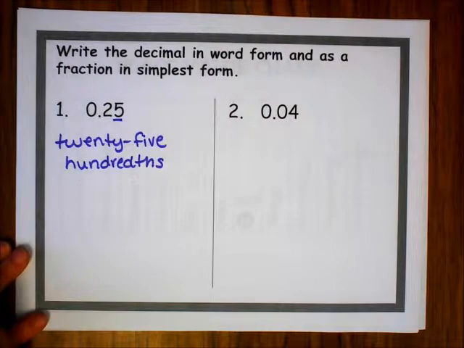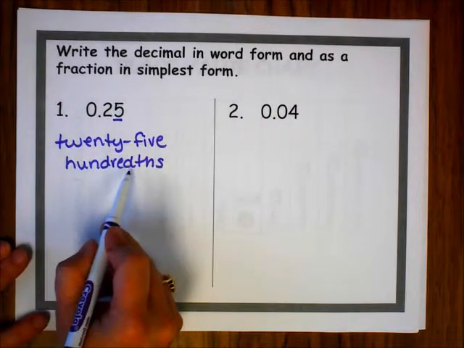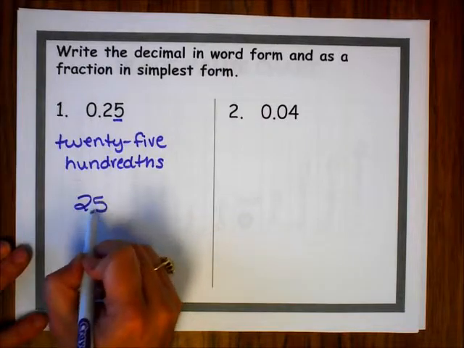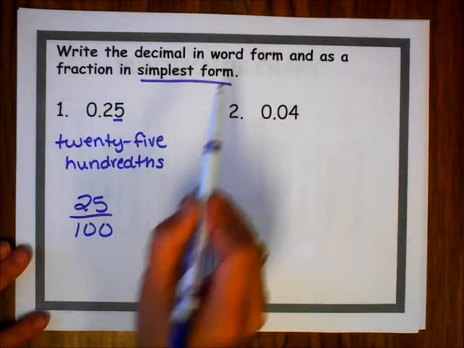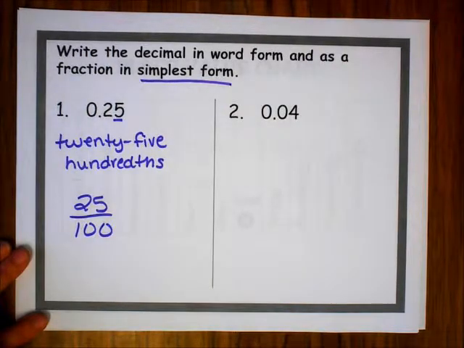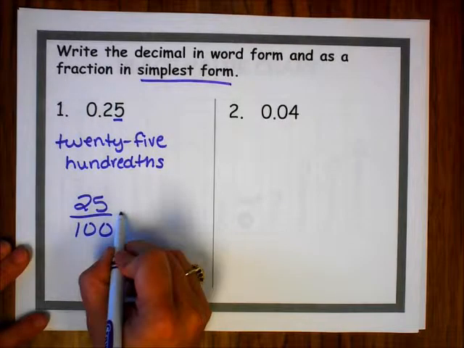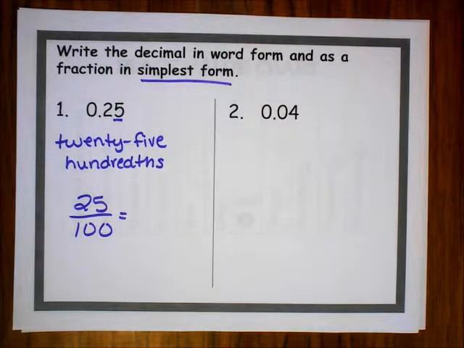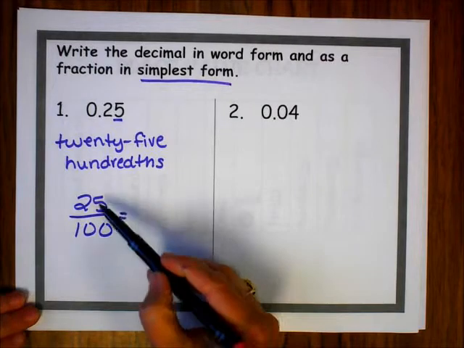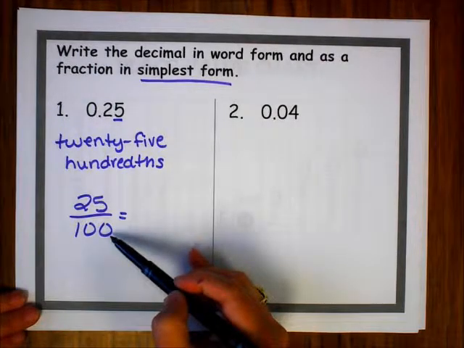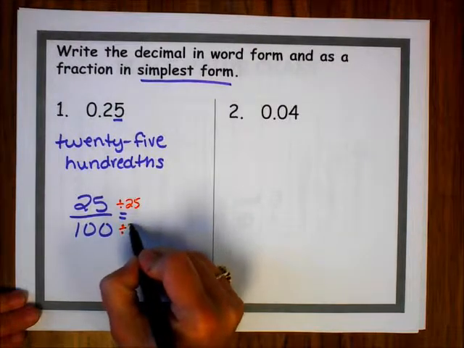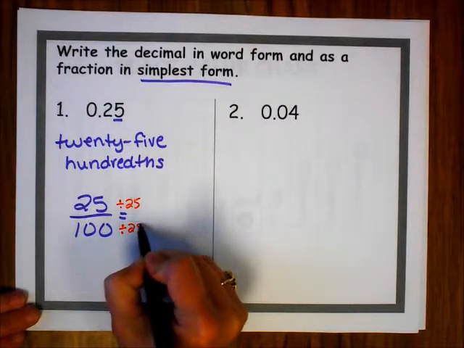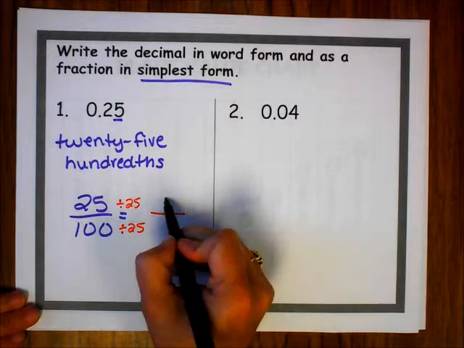Now we need to write it as a fraction. So 25 hundredths is 25 over 100. But make sure now that you write your answer in simplest form. So I'm going to have to simplify 25 hundredths. Now here's what I notice. When I see a 25 and I see a 100, I think of quarters. So that tells me I can divide both the numerator and the denominator by 25.